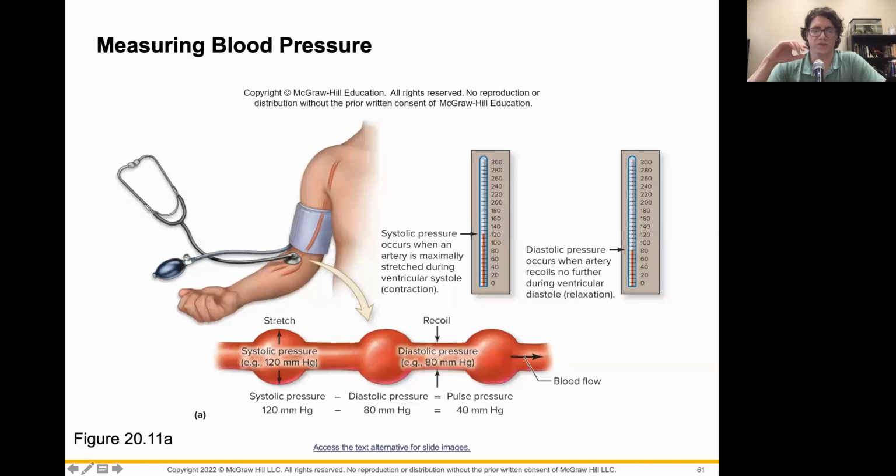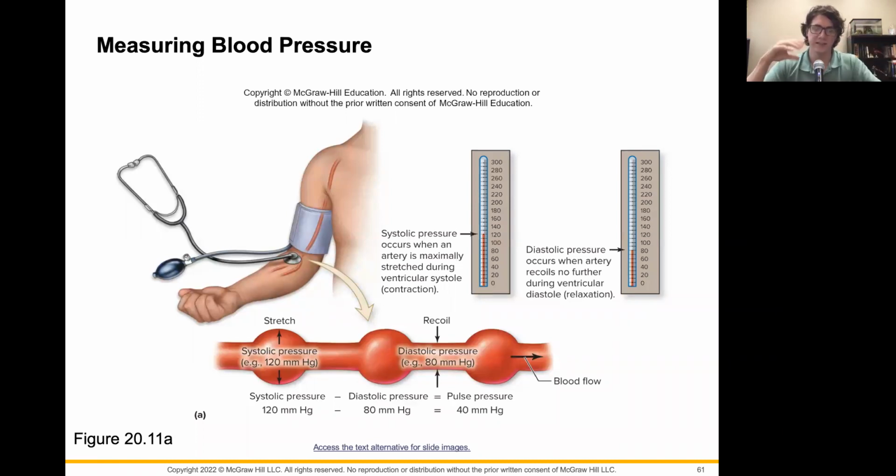So we all know that blood pressure is one of the most important aspects of our cardiovascular health. We also know that it is a very important aspect of how blood vessels themselves are going to work. Now, blood pressure is basically measuring how much force there is on the walls of our arteries at any given time.